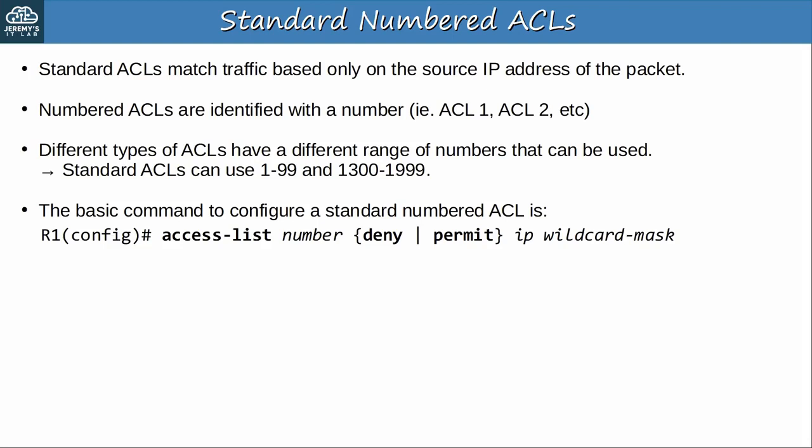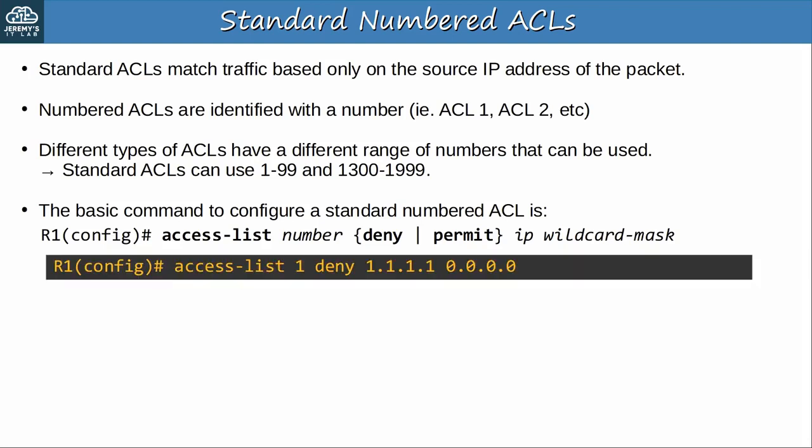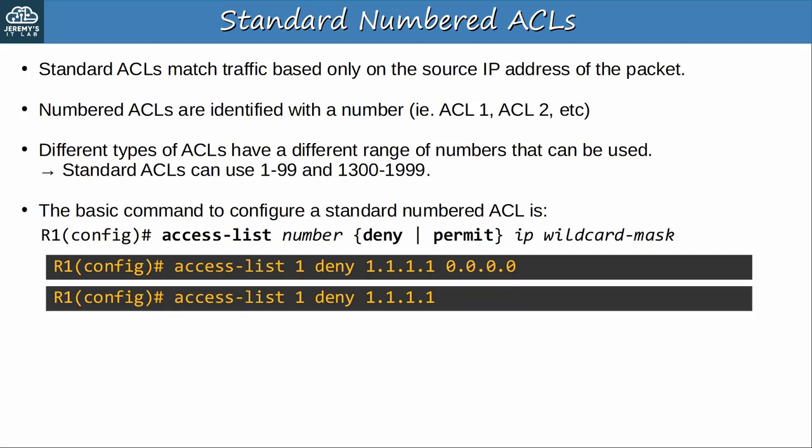Here are some examples. Access list 1 deny 1.1.1.1 0.0.0.0. So this denies 1.1.1.1/32, meaning only 1.1.1.1, a single host. Now, when you specify a /32 mask in an ACL, you don't actually have to specify the wildcard mask. You can just specify 1.1.1.1, and the router will understand that it's /32. So these are just two different ways of configuring the exact same thing.